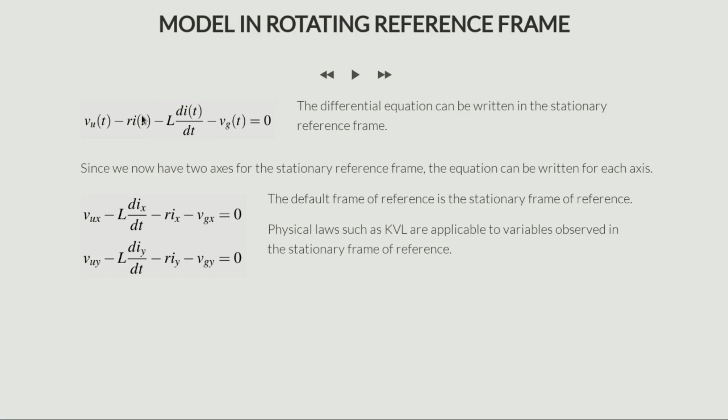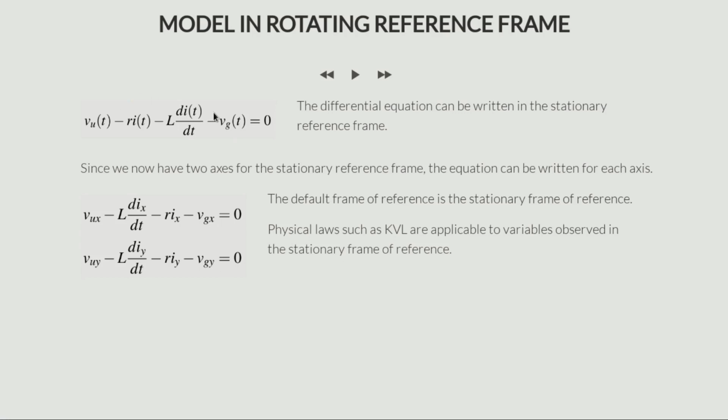Now, you cannot directly replace all these variables with variables in the rotating reference frame. It's quite obvious because remember, we are performing a transformation. It's not just a variable substitution. So now, how do we do that? We do that first and foremost by knowing that this differential equation can be written for both axes in the stationary reference frame. So it can be written for the x-axis as well as the y-axis in the stationary reference frame.